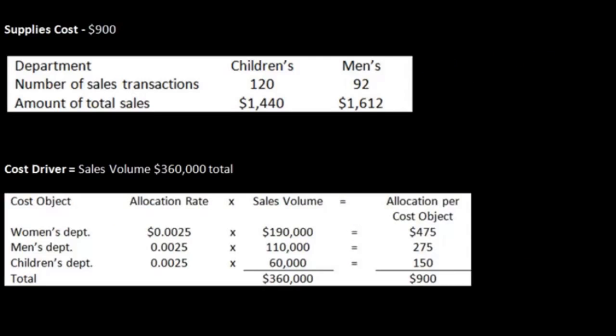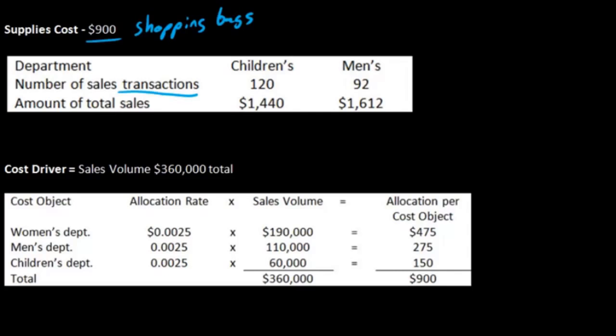Okay, let's look at another example. This is supplies cost, and let's say we have $900 in supplies cost. And this was the shopping bags. So every time a customer buys something, we give them a bag. In the children's department, we had 120 transactions, so we had 120 bags. And in the men's department, we had 92 transactions, so we have used 92 bags.